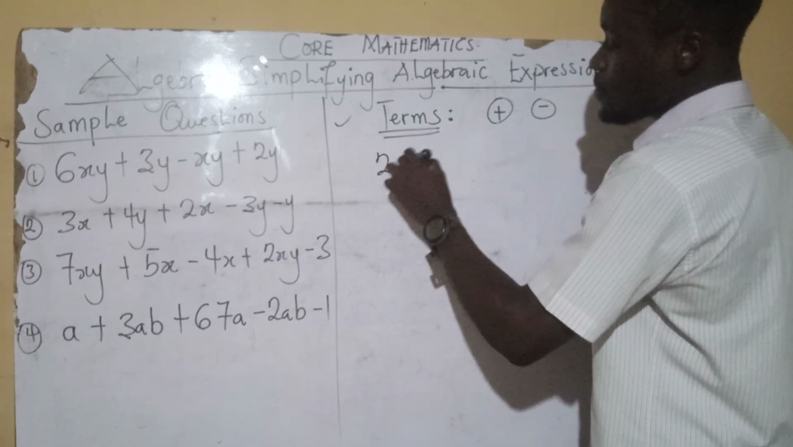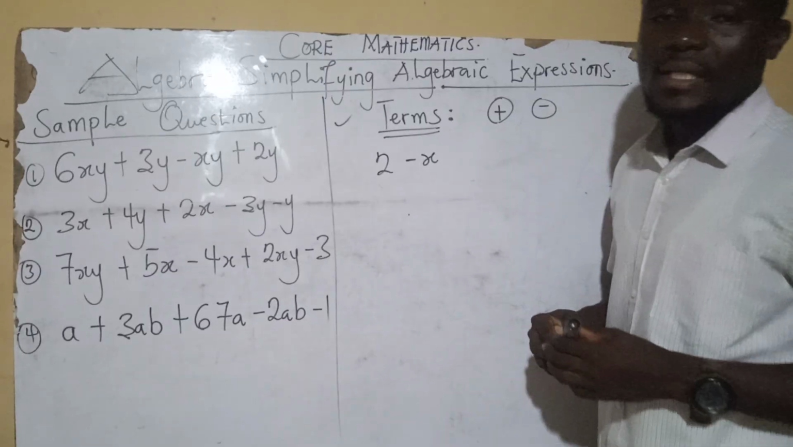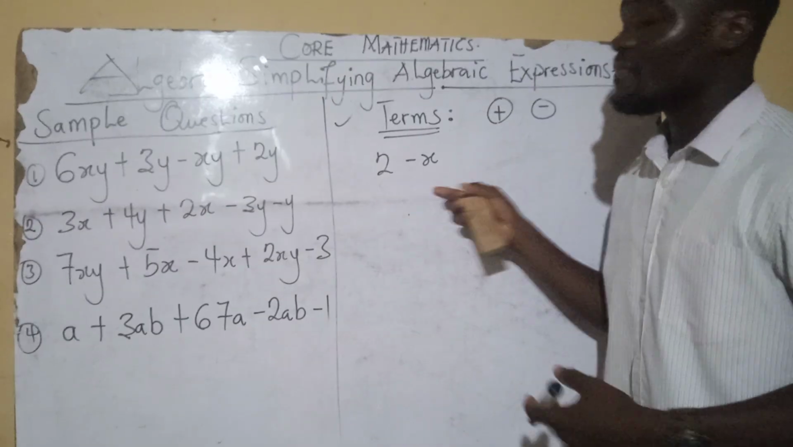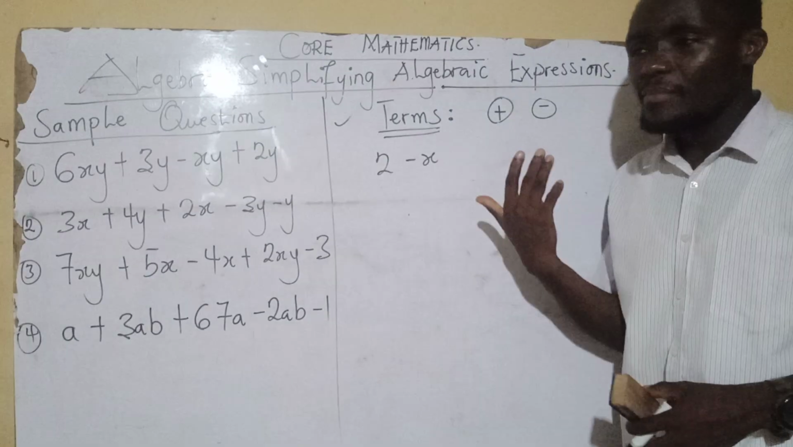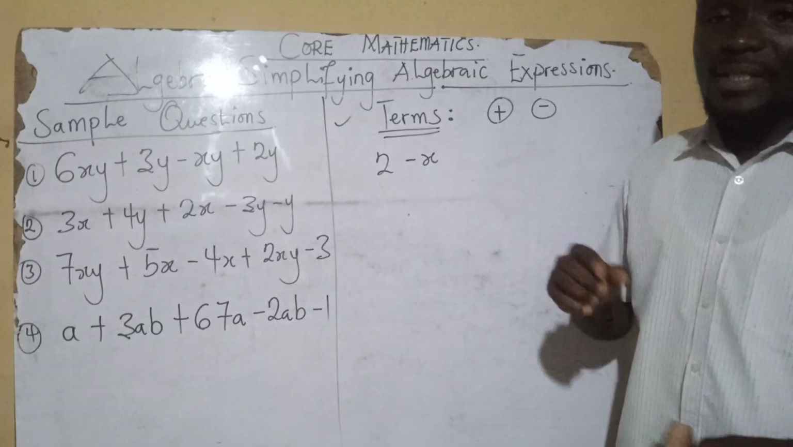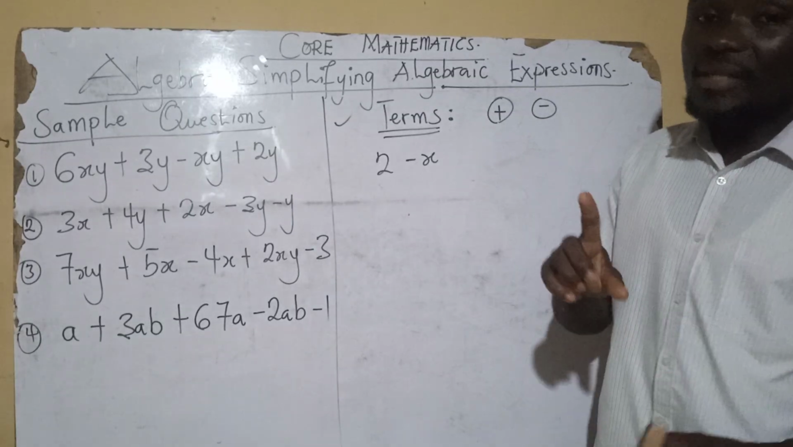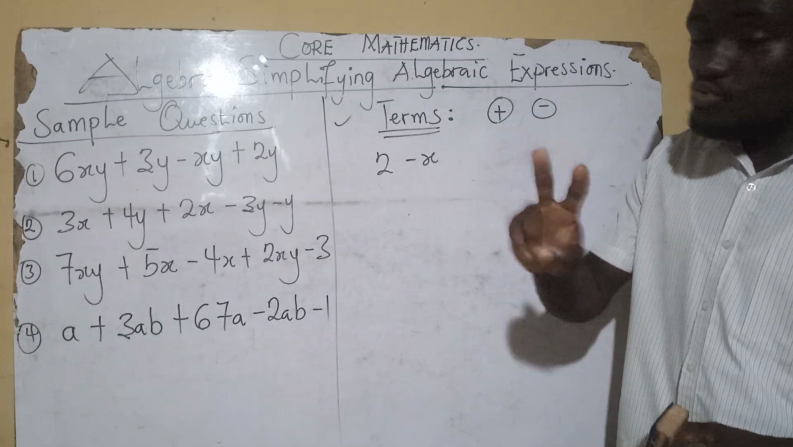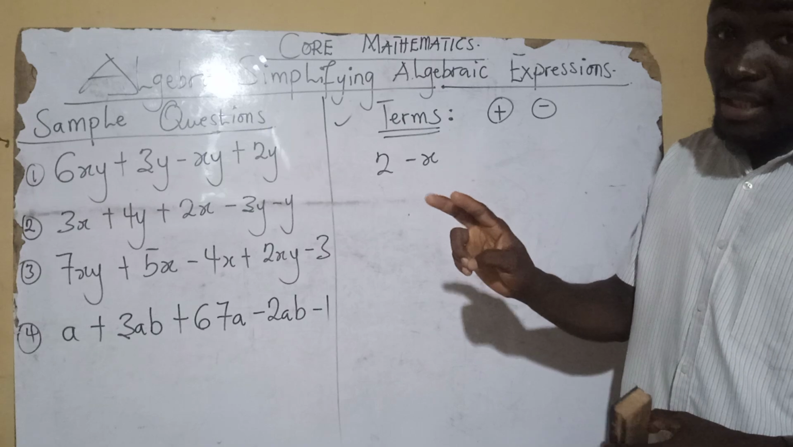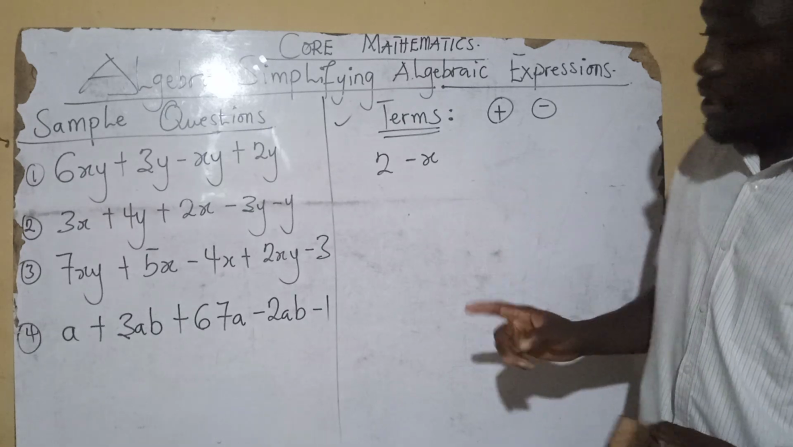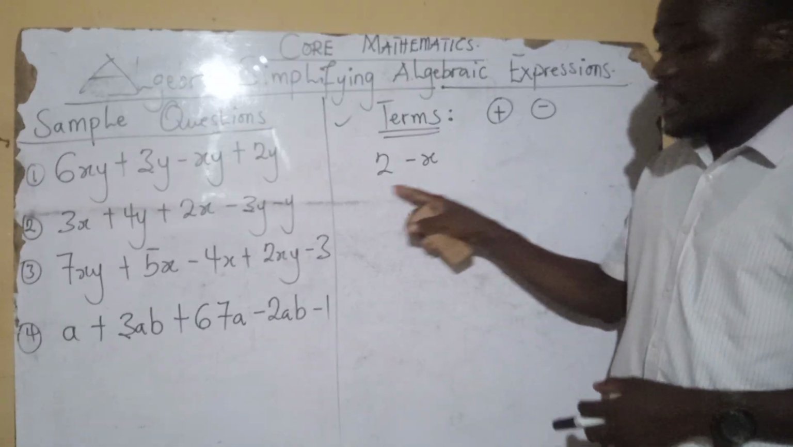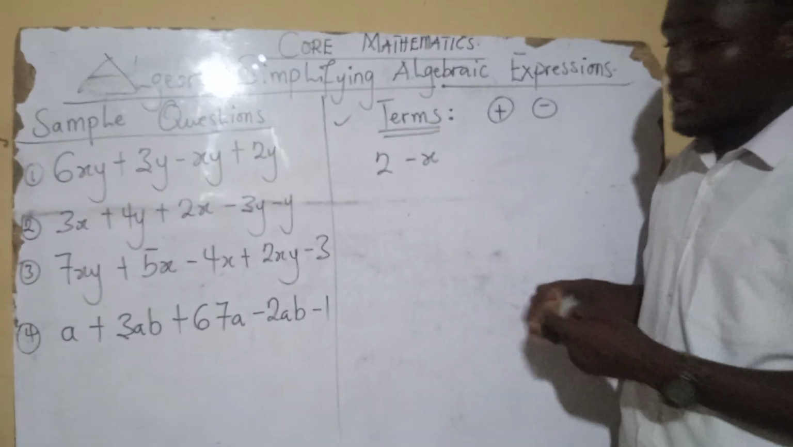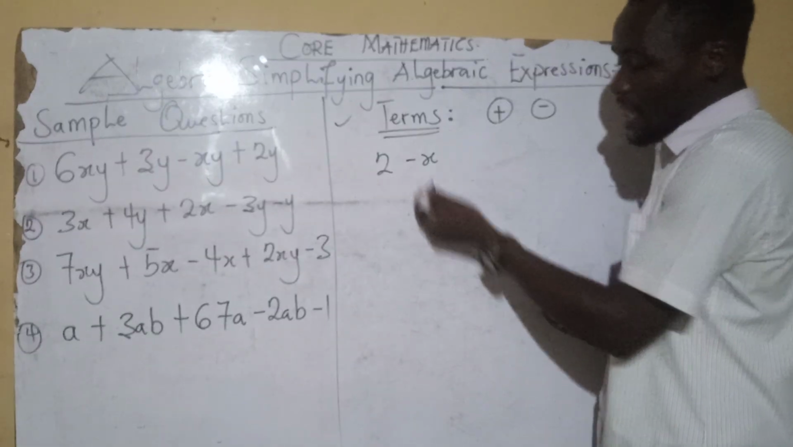So let's take for instance, as a yardstick, 2 minus x. The question is, how many terms do I have here? Have it in mind that anytime there is one of these operational signs in between two constituents, it makes two terms. So here I have one constituent and I have another. Are you getting me? So this one becomes one term, and this another term.